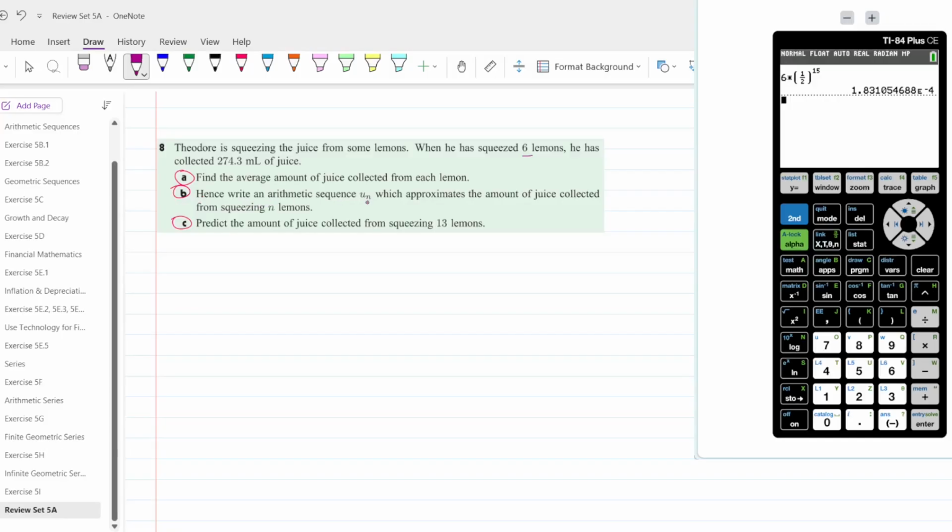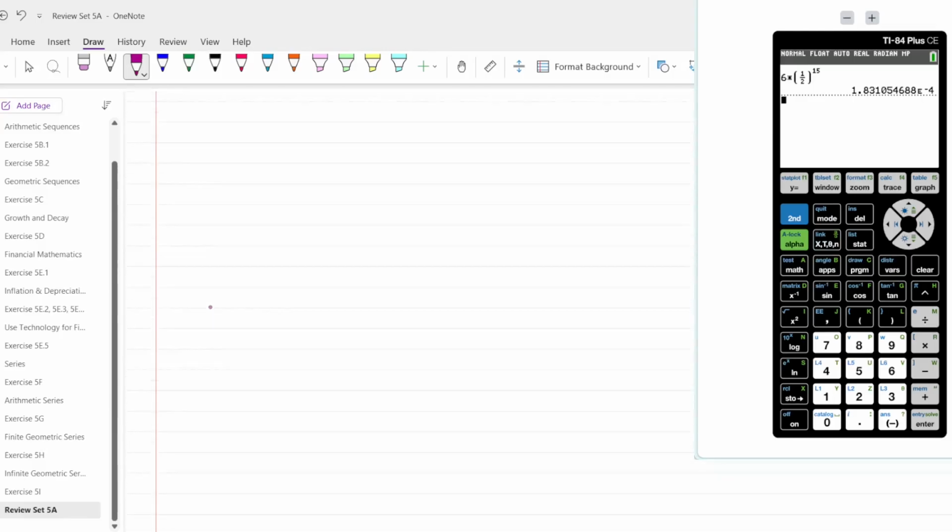Hence, write an arithmetic sequence un which approximates the amount of juice collected from squeezing n lemons. So whatever we get as the answer here, we'll multiply it by n, and that is going to be the answer here. Predict the amount of juice collected from squeezing 13 lemons, and here we'll find S13. So this problem is very easy. I'll leave it for you. I'll go to the next one.